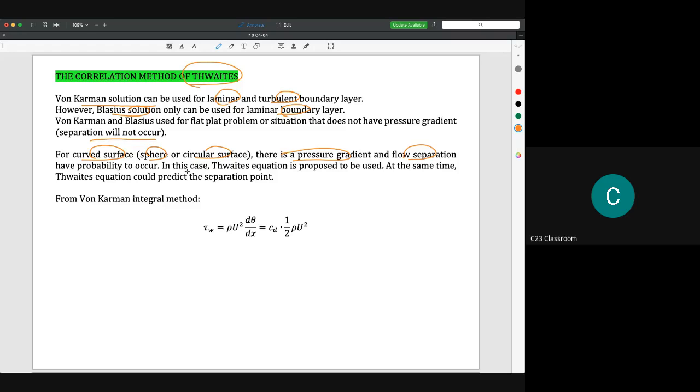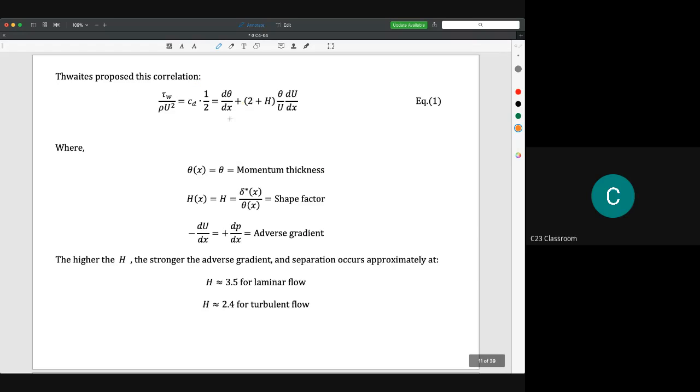So in this case, we need to use the Twitch equation. One of the usages of the Twitch equation is that it can predict the separation point. Here I will just give you the equation. The von Karman integral method comes from here. I think you already know this because we have an exercise about this. We have tau = rho u squared d theta/dx, and it is also related with CD, 1/2 rho u squared. And the Twitch equation can be written as this one.